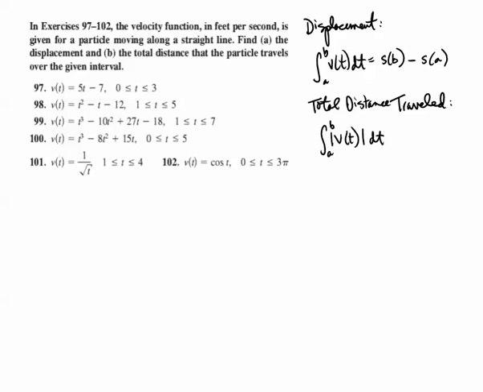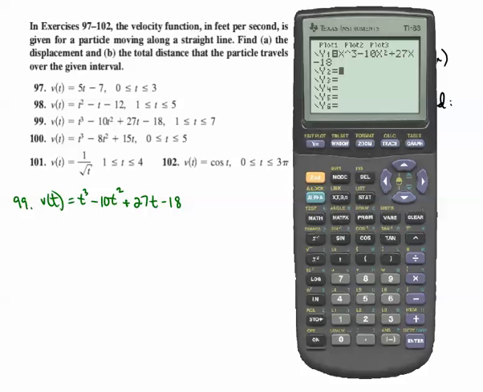So for 99, we have v of t is equal to t cubed minus 10t squared plus 27t minus 18, and we're looking at the interval from t equals 1 to t equals 7. Alright, so we set up the function there, x cubed minus 10x squared plus 27x minus 18. Now we need to adjust the window. This time I'm going to go from 0 to 10 by ones. I'm not really sure how high or low that's going to go. Just in case, I'm going to let it go from negative 30 to positive 30, and we can adjust that by fives if we need more or much less.